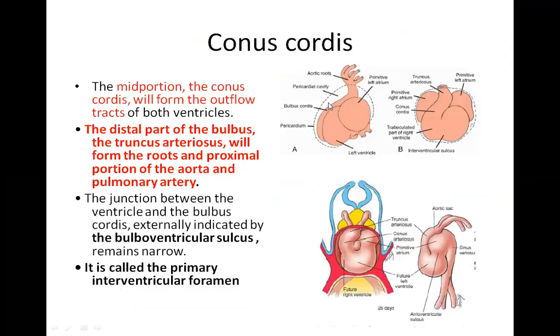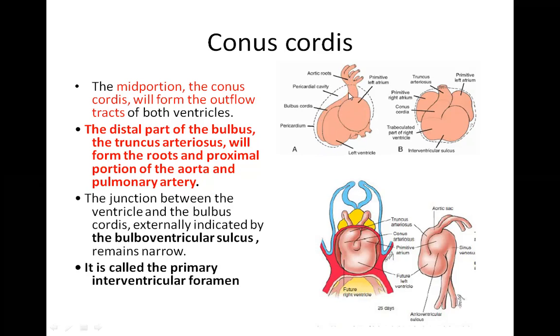Now let's come to the conus cordis. So the mid portion, the conus cordis, will form the, so this one was the common atrium, this was primitive ventricle, this was the bulbous cordis, then comes the conus cordis. So mid portion of the conus cordis will form the outflow tract of both the ventricles.